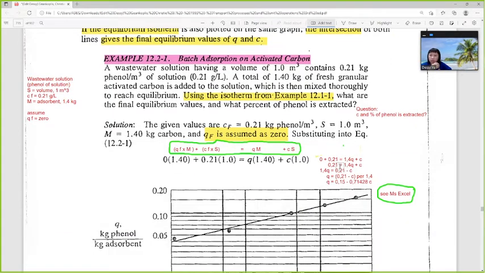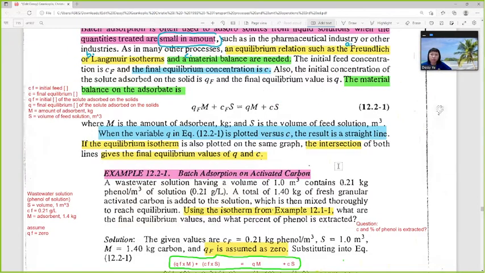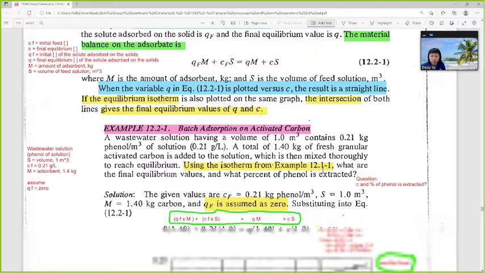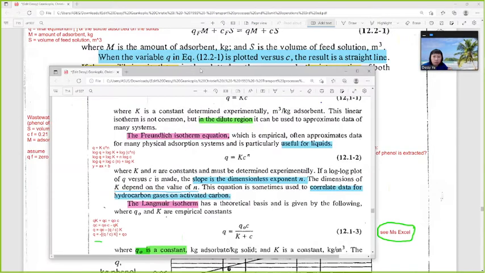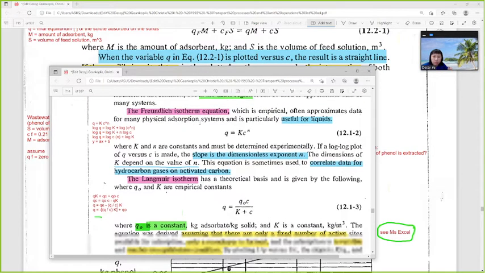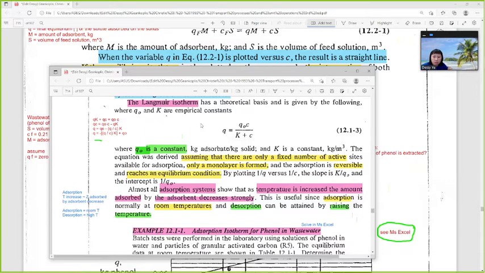And then we remember about batch absorption. Batch absorption uses the Freundlich or Langmuir isotherm. Okay, and then from the example, it says to use the isotherm from example 12.1-1 about the equilibrium data.